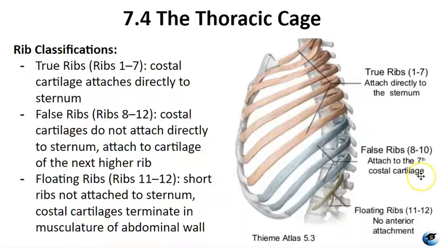Rib classifications include true ribs, ribs 1 through 7, where costal cartilage attaches directly to the sternum. False ribs, ribs 8 through 12, have costal cartilage that doesn't attach directly to the sternum. Ribs 8 through 10 attach to the cartilage of the next higher rib. And then you have floating ribs, ribs 11 through 12. These are short ribs that do not attach to the sternum at all, and their costal cartilages terminate within the musculature of the lateral abdominal wall.